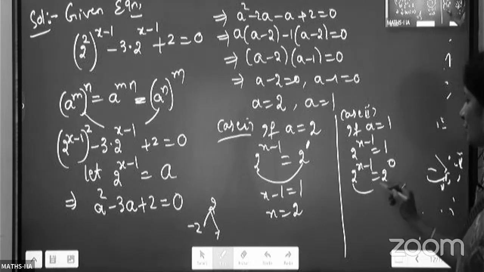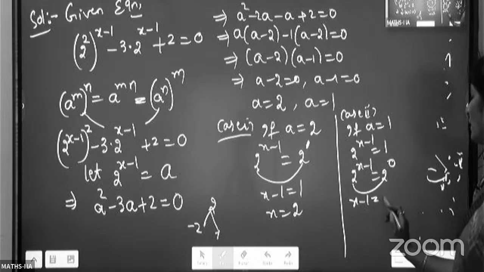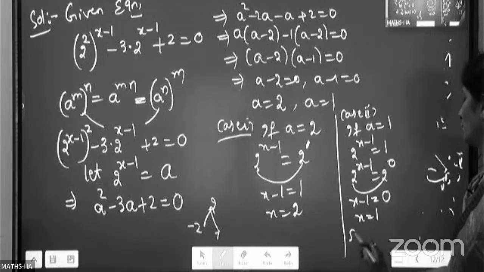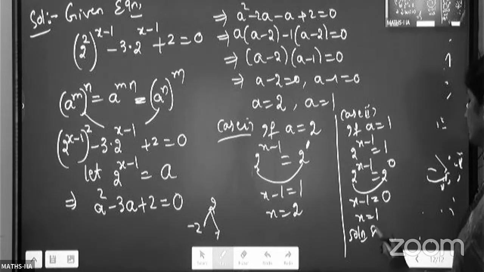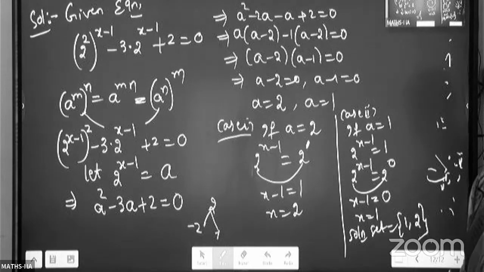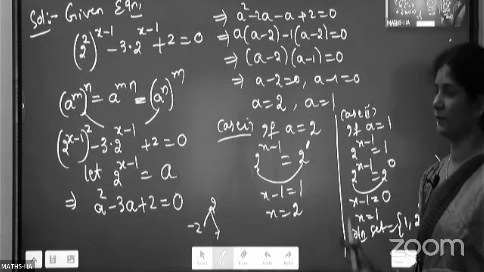Now apply the same logic. Bases are equal, powers equated. x minus 1 is equal to 0. x is equal to what? 1. What is the solution set? One value of x is 1 and the other value of x is 2. Clear? So like this, such kind of questions will be solved.